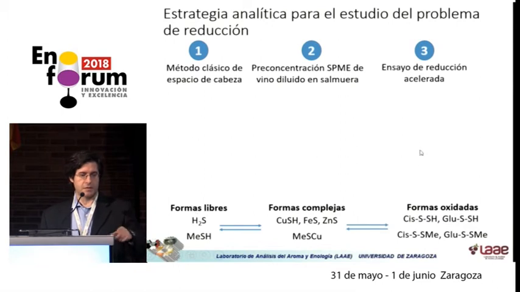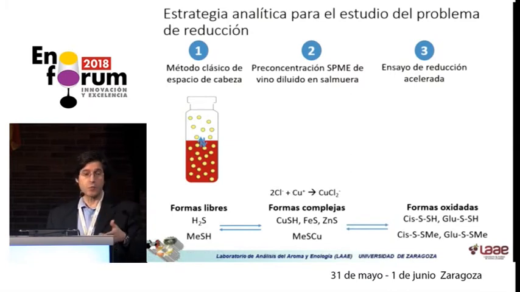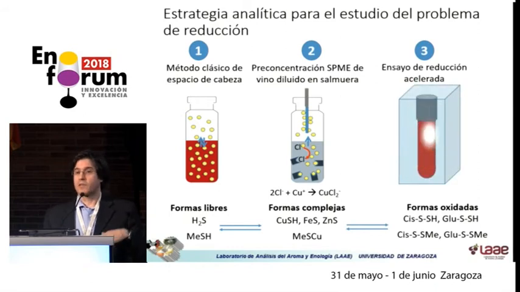Well, we have a three-step strategy. We first measure the free forms, then the free forms plus complex forms, and then what will happen after spontaneous reduction of the wine. The free forms are measured here, leaving balance and measuring how much methanethiol we have. We add here a brine with sodium chloride, and we force the breaking of these complexes, and all these forms pass on to free forms.